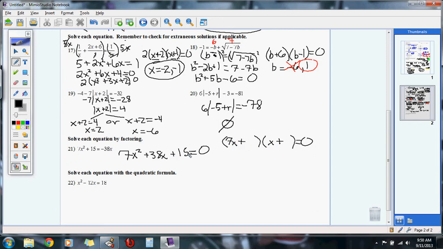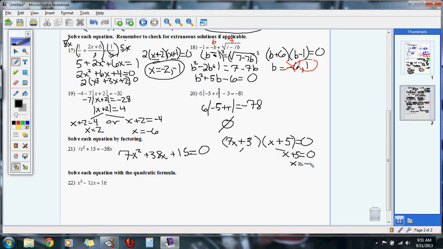And then if I start playing around with values, I should be able to find out which one works by doing FOIL each time. And when I do that, I'm actually going to get a 3 and a 5. This does FOIL out and give me here. So now, the reason that this answer is -5 is because of the concept of the zero product property. When you have something times something and the answer is 0, each of those somethings, binomials in this case, have to, or could be 0.